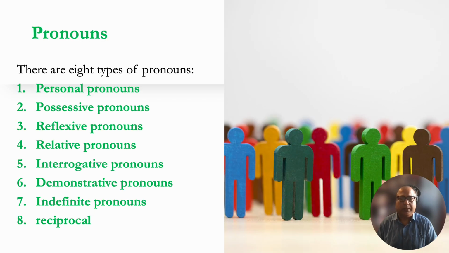All right, so let's recap what we learned today. There are 8 types of pronouns: personal, possessive, reflexive, relative, interrogative, demonstrative, indefinite, and reciprocal. So if you are not sure about any of these, you can go back and retake the lesson, okay, just to fully understand what the different types of pronouns are.